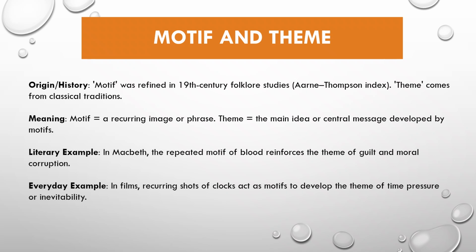Image, what is an image? Suppose there is an image of a red rose which continues appearing in a novel or in a story many times. Then it becomes a motif. Or there is some other image which appears across the canvas of that particular story, novel, or any other literary work. So that becomes a kind of motif. Maybe a line.